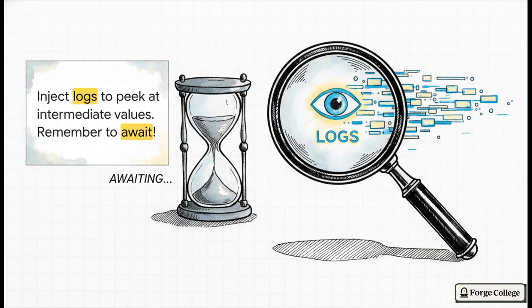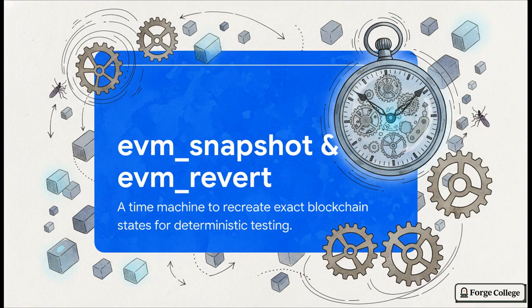But just remember one absolutely vital detail. You must await the promise to ensure your logs appear in the correct sequential order in the terminal. If you forget to await, you're just going to print out a pending promise object, which is, let's be honest, about as helpful as a magnifying glass in the dark.